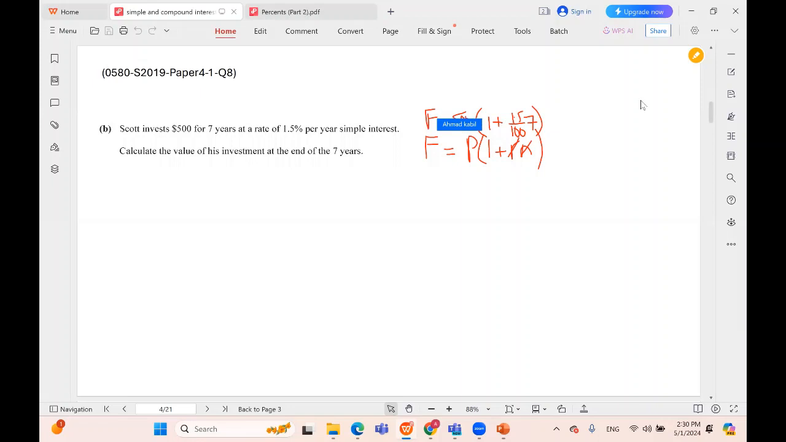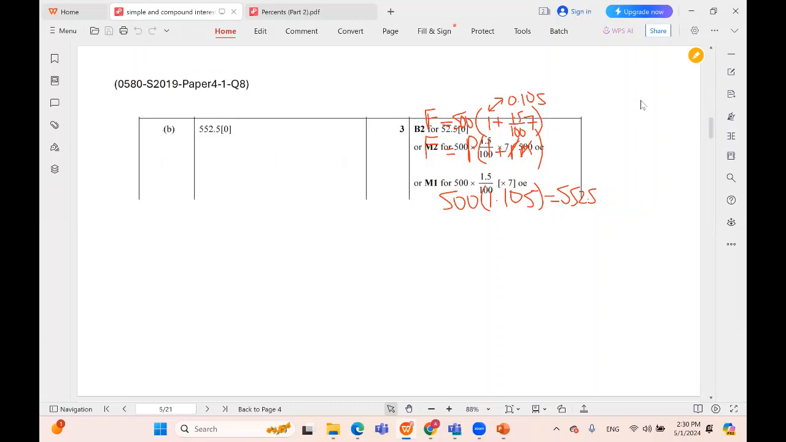So 1.5 divided by 100, and then multiplied by 7, gives us 0.105. We add that to 1, so we get 500 times 1.105, and 500 times 1.105 equals 552.5. So the final answer is 552.5.